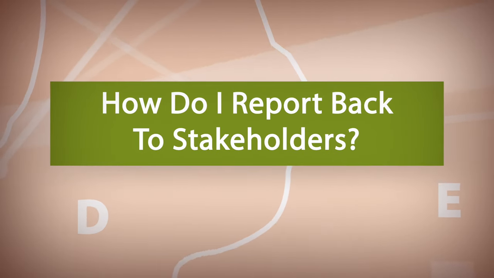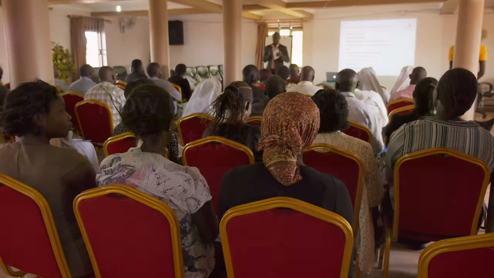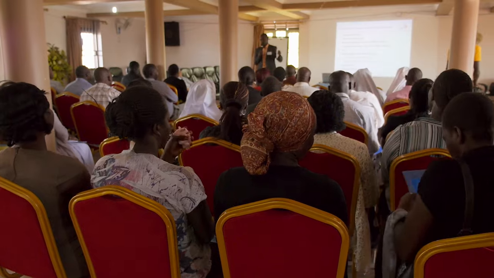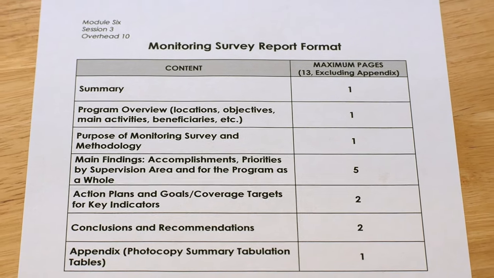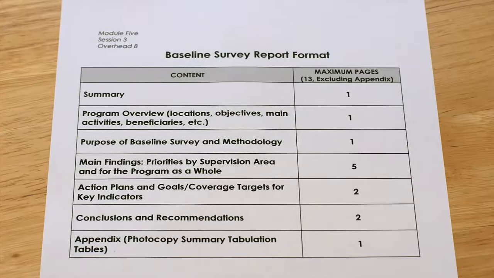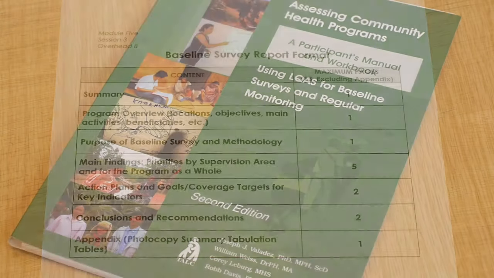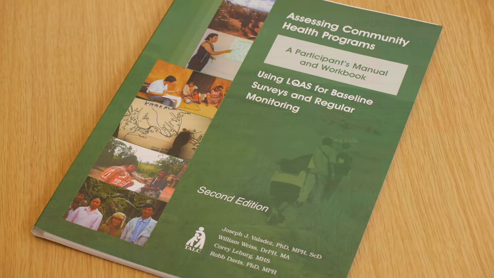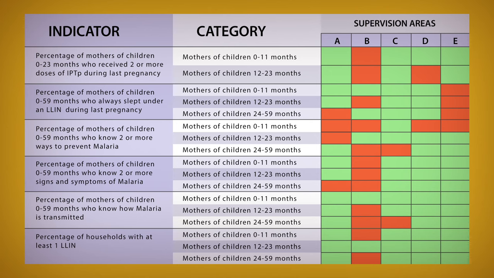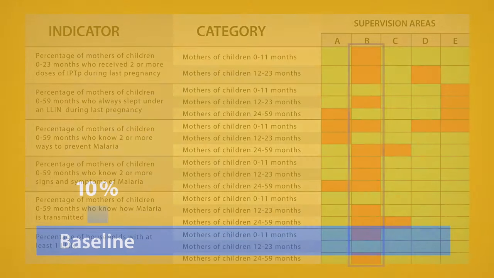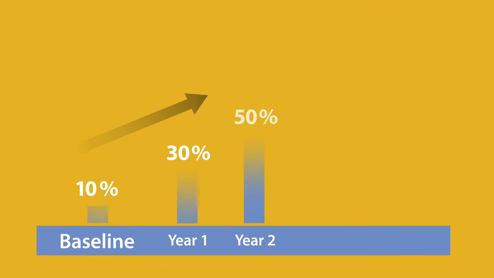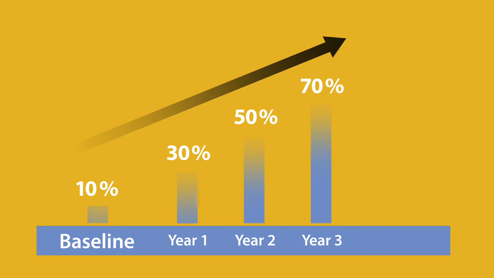How do I report back to stakeholders? We can now begin to compile a report to highlight existing weaknesses and set new targets. Use the Monitoring Survey Report format, or baseline survey report format as a starting point and make changes to suit the nature of your project. You can find these in your participants' manual. You can continue to improve your program by learning what is working well. This will help you to improve those areas where the program is not working as it should. Always revise your targets so you can continue to improve the quality of your work.